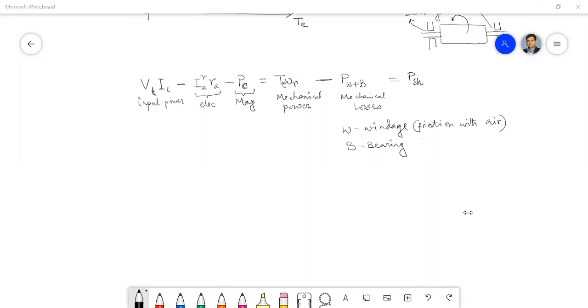Can you answer this? If there is no armature current, whether the back EMF will be generated? Sir, which motor are we considering? Is it a shunt type motor or a series type motor? DC motor. Okay, let's take shunt type.